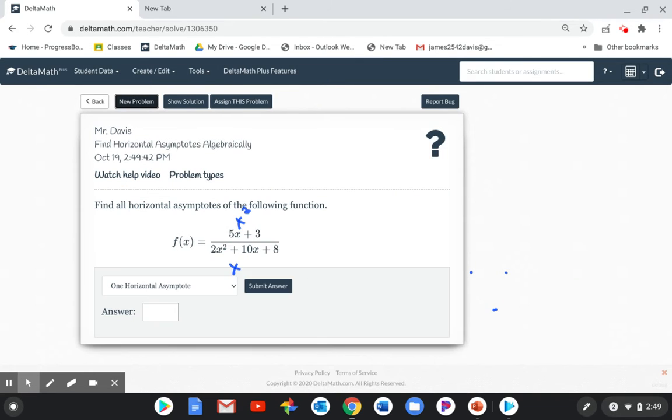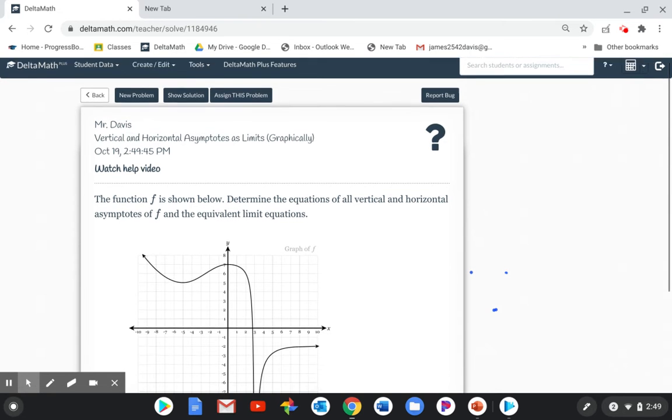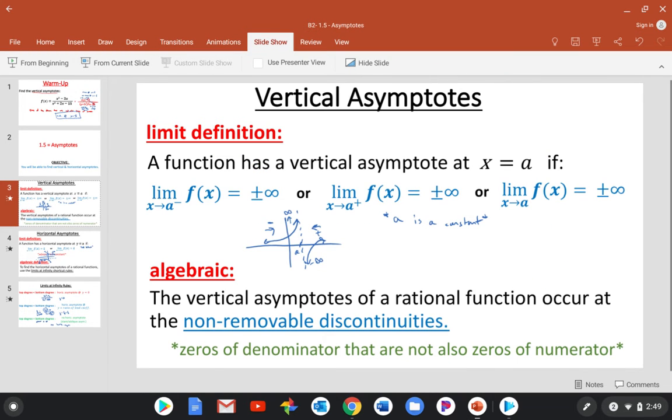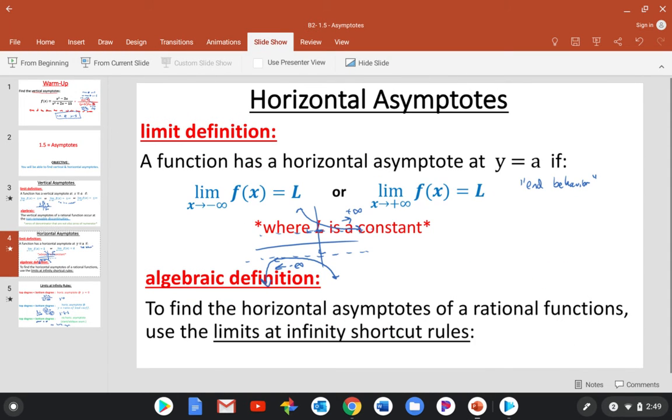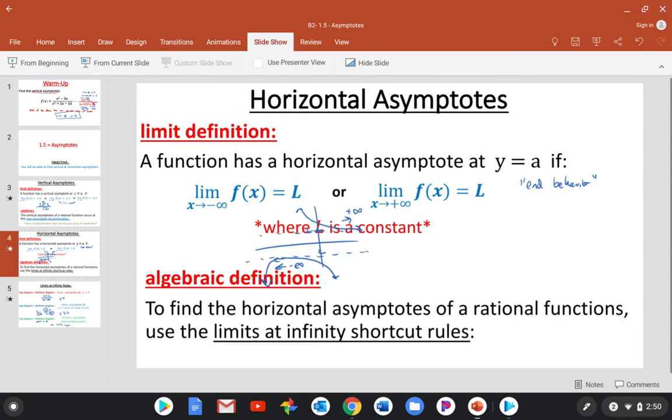Let's go ahead and look at the last section, which will probably be the most challenging one. This one, you're probably going to need to refer to these limit definitions a couple times until you get the hang of it. The vertical ones, just note that x is approaching a constant, it equals infinity. The horizontal ones, x is approaching an infinity value, and it equals a constant. So they're two opposites there.